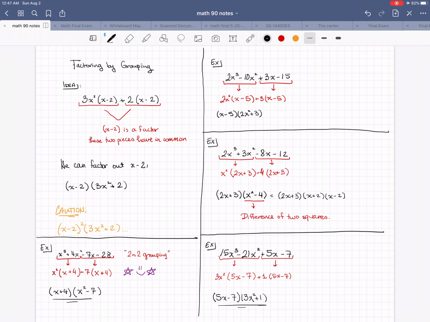So this is our little review lesson on factoring by grouping. You'll notice factoring by grouping is very handy and will come up in your first and second homework assignments. For now, this concludes our review of the factoring processes.